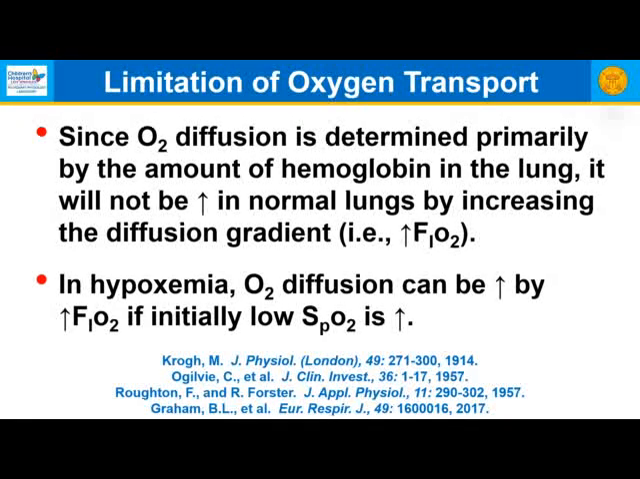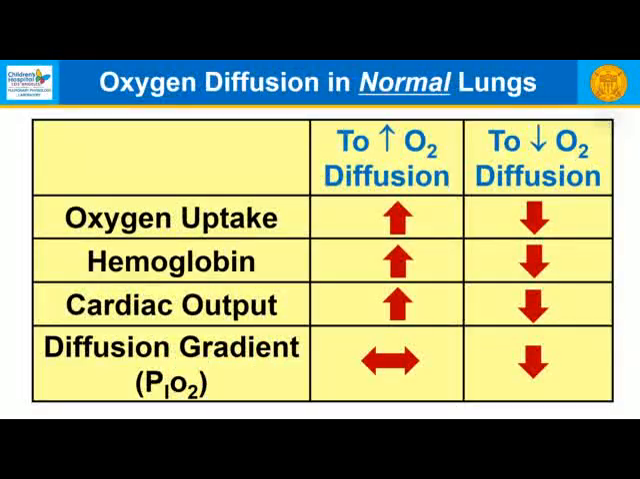However, if somebody is hypoxemic, then oxygen diffusion can be increased by increasing FiO2, if initially the saturation is low and therefore can increase. So in normal lungs, one can increase oxygen diffusion by increasing oxygen uptake, increasing hemoglobin, increasing cardiac output, which is essentially the amount of hemoglobin per unit time, but increasing the diffusion gradient, i.e. the PiO2 or FiO2, will have no effect.